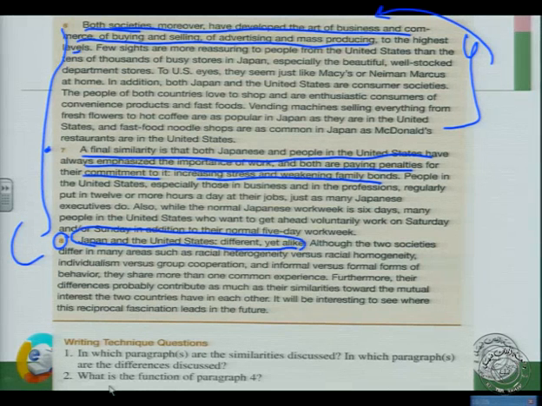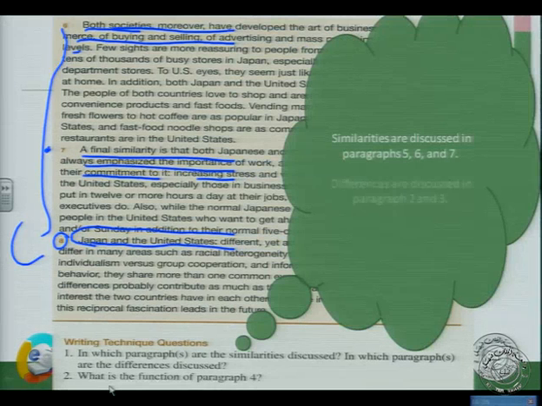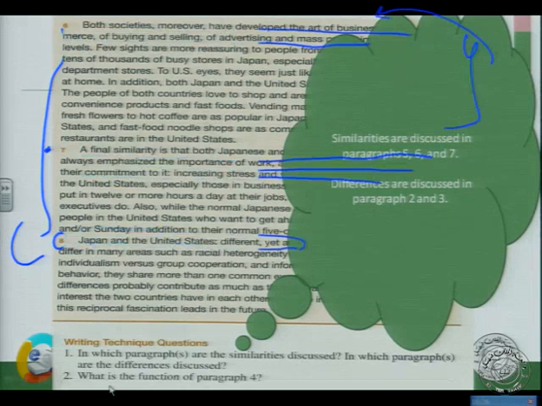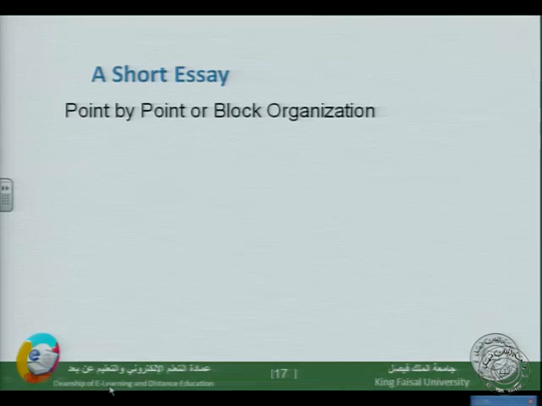Okay, we have two questions here. In which paragraphs are similarities discussed? In which paragraphs are the differences discussed? We have talked about this, and it shows that in paragraphs 5, 6, and 7 we have the similarities, and in paragraphs 2 and 3 we have differences. Question number 2: what is the function of paragraph number 4? And we said it's actually a transition paragraph introducing the second half of the essay.